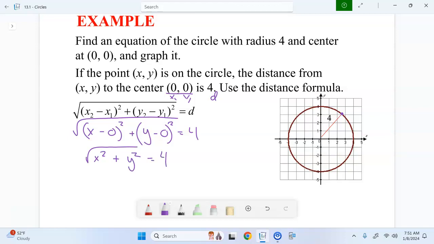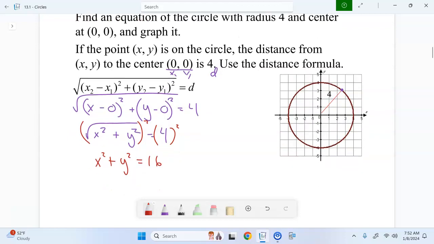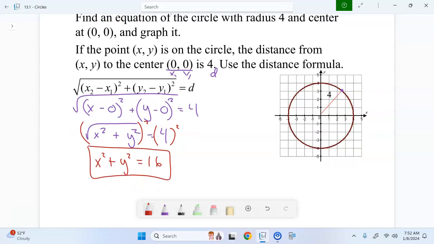And just for clarity's sake, I don't really like having the square root. So what can I do to get rid of that square root? Yeah, square both sides. So if we square both sides of the equation, we end up with x squared plus y squared equals 16. And that is the equation for the circle. And we'll see a standard form for it in a minute, but I want you to kind of recognize where that form of the equation comes from.